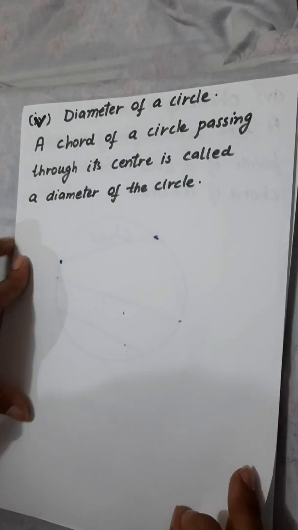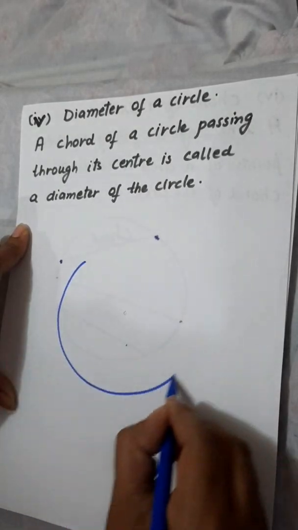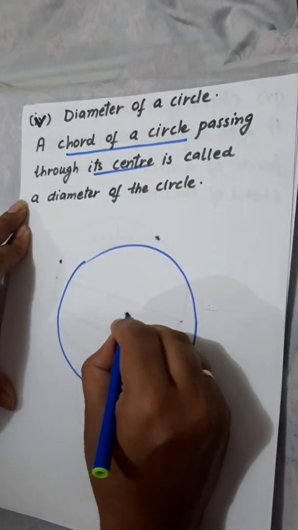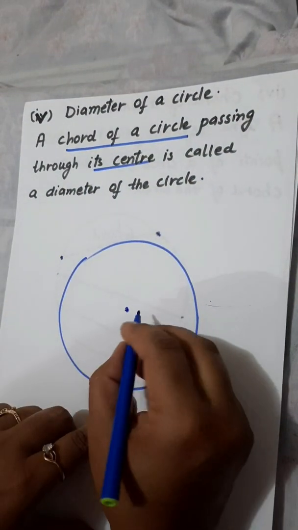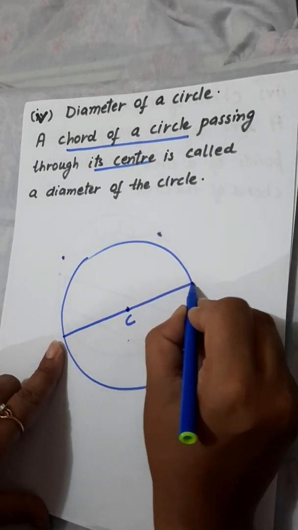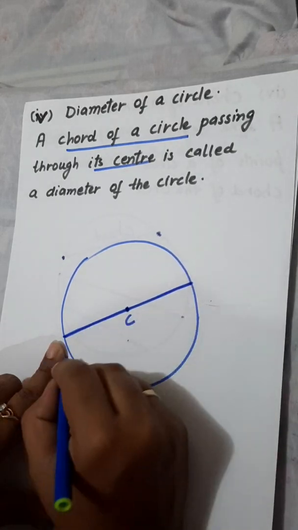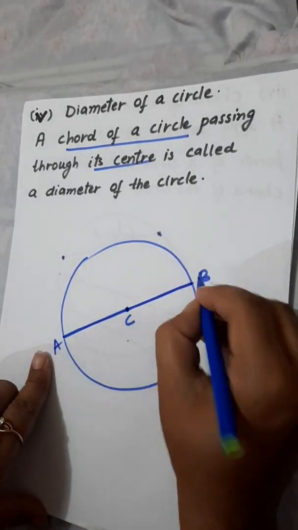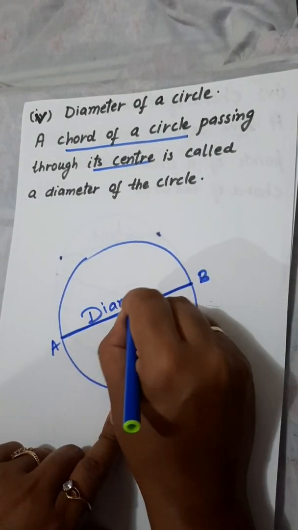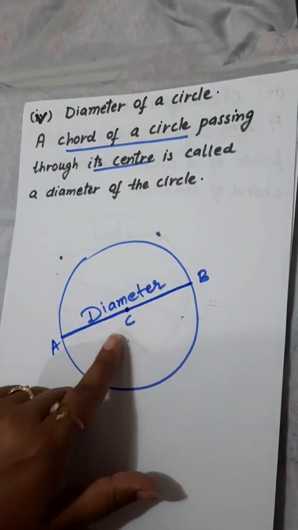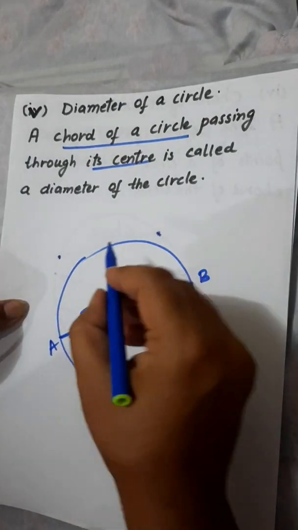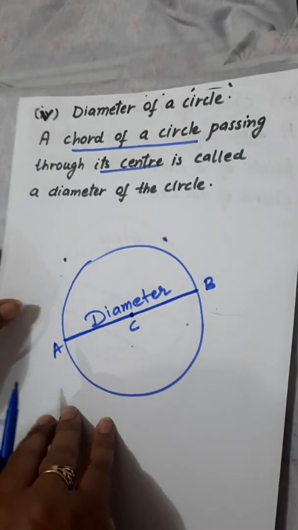The next we have the diameter of a circle. Diameter of a circle is a chord of a circle passing through its center. As we know, this is the center of the circle where you place the pointer. Whenever a chord of a circle passes through its center, this is a diameter. It is also a chord, but whenever the chord passes through the center, we give it the name diameter. So this is your diameter. We can also say that the diameter is the longest chord of the circle.